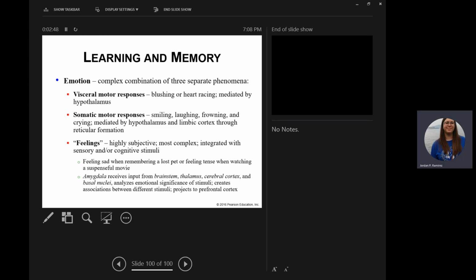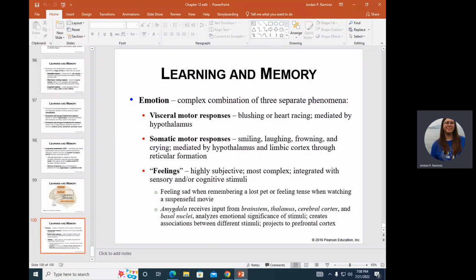Feelings are, again, highly subjective, kind of like pain. They're the most complex, and they're integrated with sensory and or cognitive stimuli. Feeling sad, remembering a lost pet, or feeling tense while watching a suspenseful movie is an example. The amygdala receives input from the brainstem, thalamus, cerebral cortex, and basal nuclei, and analyzes the emotional significance of that stimuli. It creates associations between different stimuli and projects those to the prefrontal cortex. Again, you could take a whole class on all of that, but we only have a few minutes.